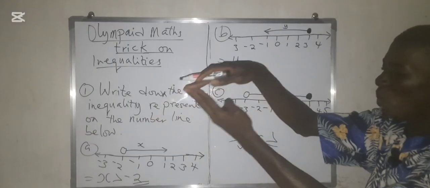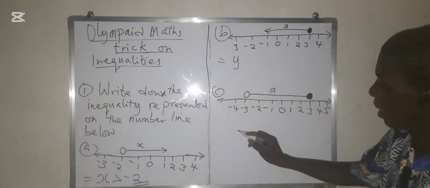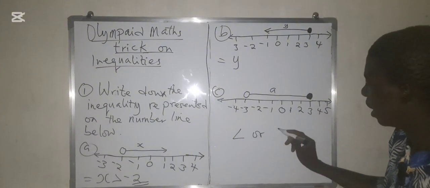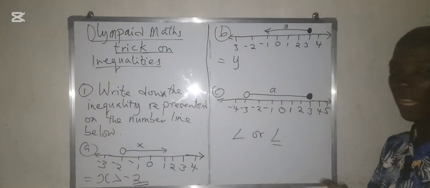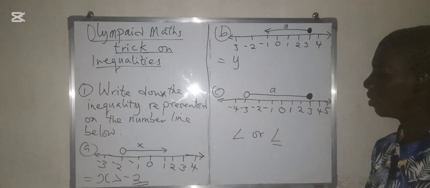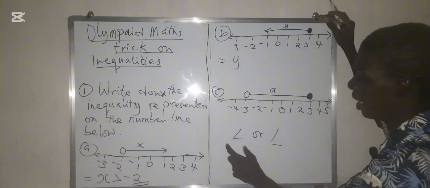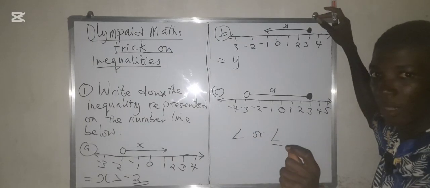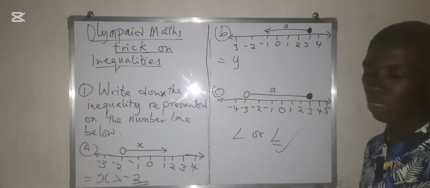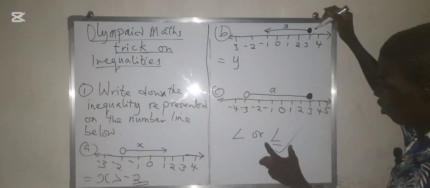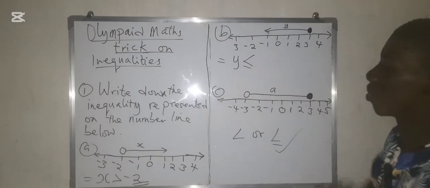So it can be less than, or equals to. It can either be less than or equals to. Now let's check. It can only be less than if the ring is not shaded. But if the ring is shaded, obviously it's going to be less than or equals. Here the ring is shaded, so it's going to be less than or equals.